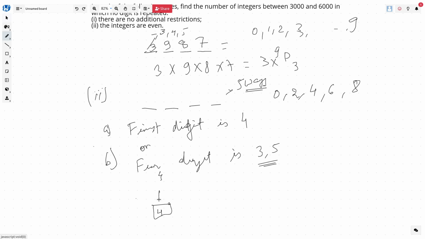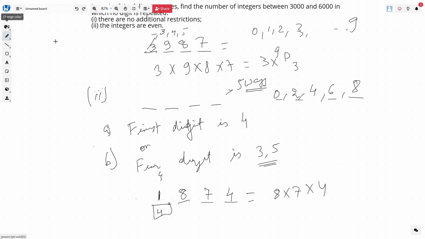So this is 4, so this can be filled by only one way. Now one of the even numbers is gone because the even numbers cannot be repeated, right? You know that, right? So the last digit, since 4 is gone, we have only 4 ways in which we can fill this. Again, 2 digits are gone, so we are left with 8 and 7. So the total number of ways will be 8 into 7 into 4, right?